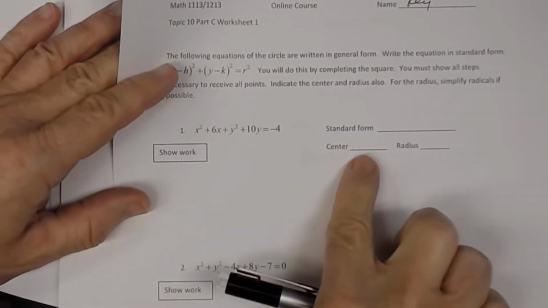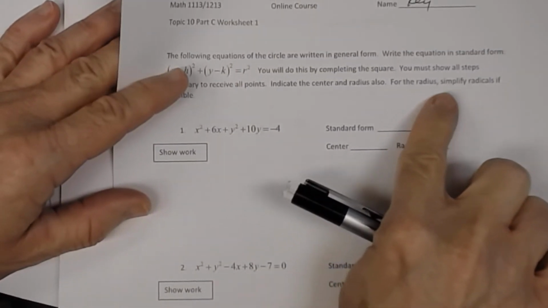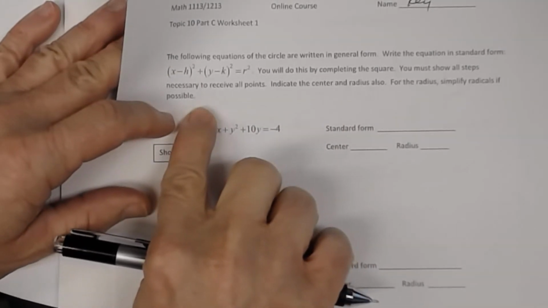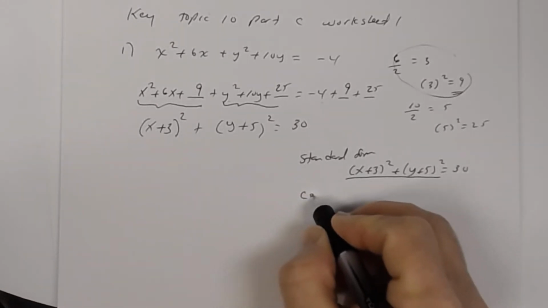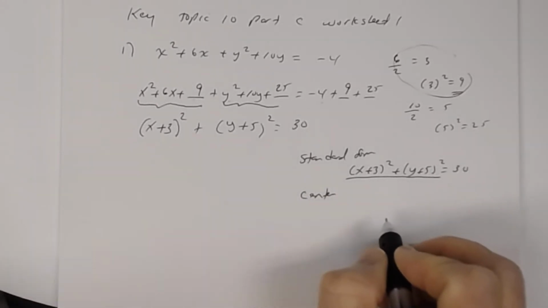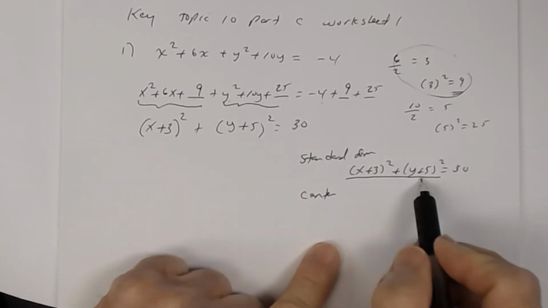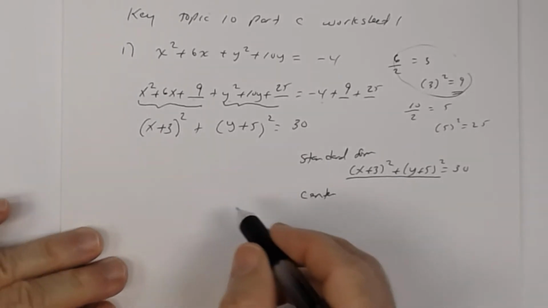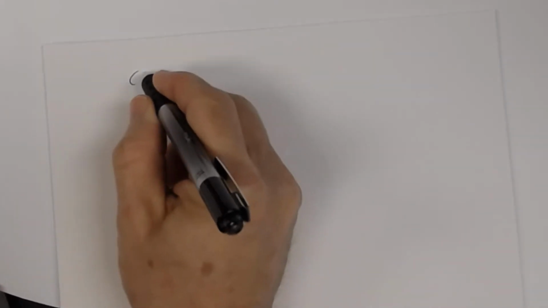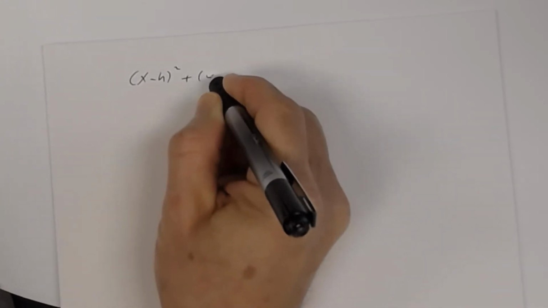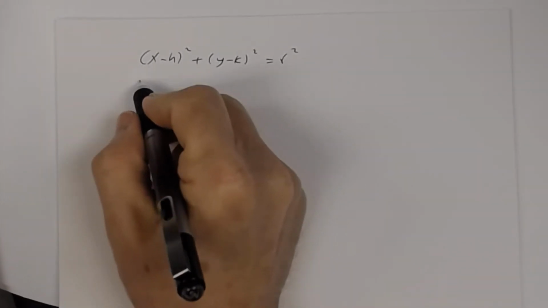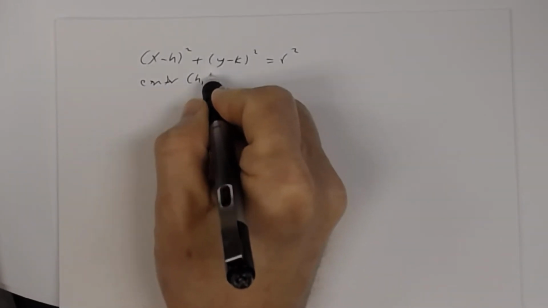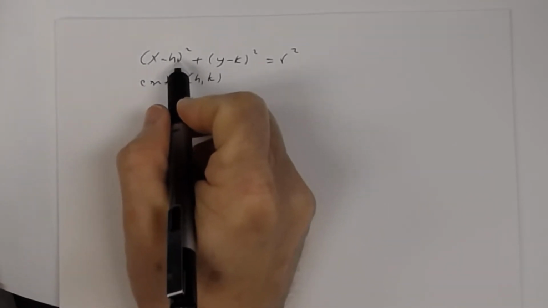Then you need to find the center and the radius. And it said, for the radius, simplify the radicals if possible. Okay? All right, so the center. Now, this is where some students get a little confused. They want to say the center is 3, 5. It's not, because you remember the standard form of the equation of a circle, let me put that here, is (x - h)² + (y - k)² = r². And so the center, remember, is (h, k). But it's got to look like x minus h, y minus k.